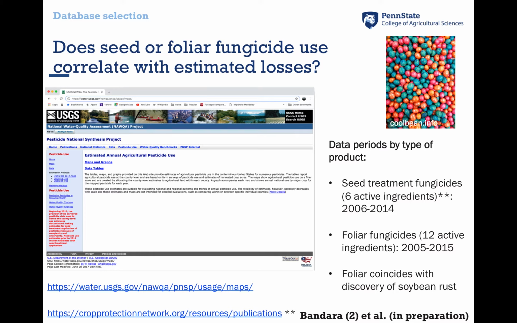So what we can do there, and what we've been working on, is a pesticide national synthesis project. This data was from 2005 to 2014 or 2015, depending on the type of information available, to try to relate the actual use of these compounds to the losses. Do they make sense? So we focus on two areas, different active ingredients grouped together. And a lot of this coincides with the discovery of soybean rust in the system. So we're trying to see if the experts are providing information that matches some of the data on pesticide use.